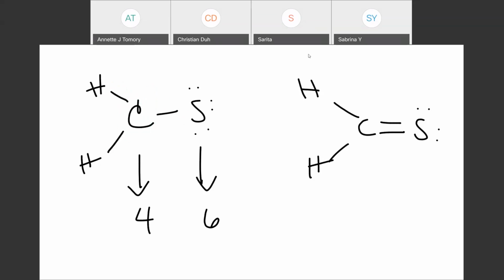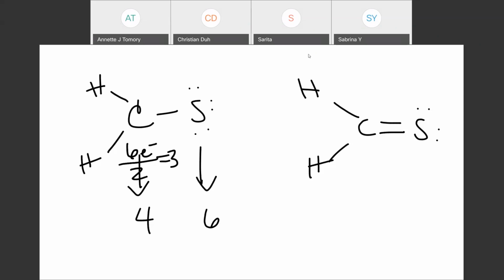How many electrons are total around carbon right now? I'm going to try to explain this a different way. If I look at carbon, how many electrons are around it right now? 6 electrons. If in each bond, 1 electron goes to carbon and 1 electron goes to sulfur, I can break all these bonds in half. So how many electrons does carbon have now, if I broke all the bonds in half? 3.